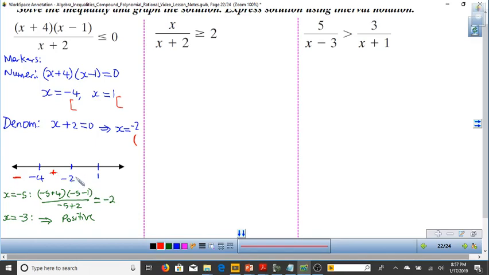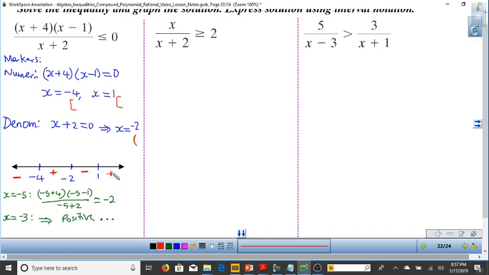And then a number between negative 2 and 1 would be 0. We plug in 0, get positive 4 times negative 1 is negative 4 divided by 2 is negative 2. So when we try 0, we get a negative. And then we try a number that's to the right of 1. Plug in 2, for example. 2 plus 4 is 6. 2 minus 1 is 1. 2 plus 2 is 4. So we get 6 times 1 over 4. That's a positive number, a positive 3/2.